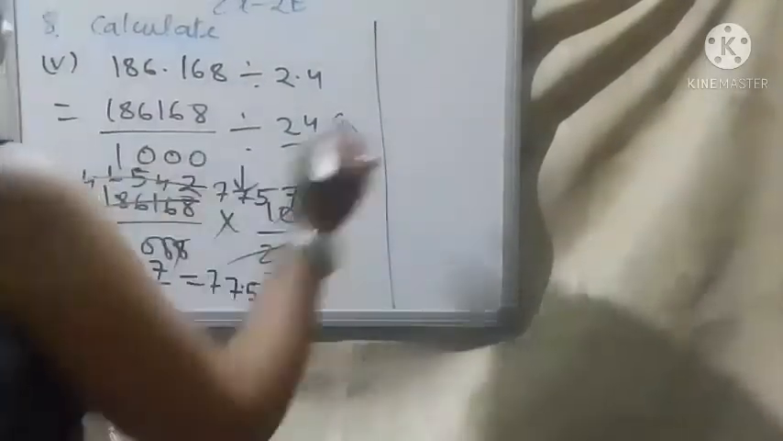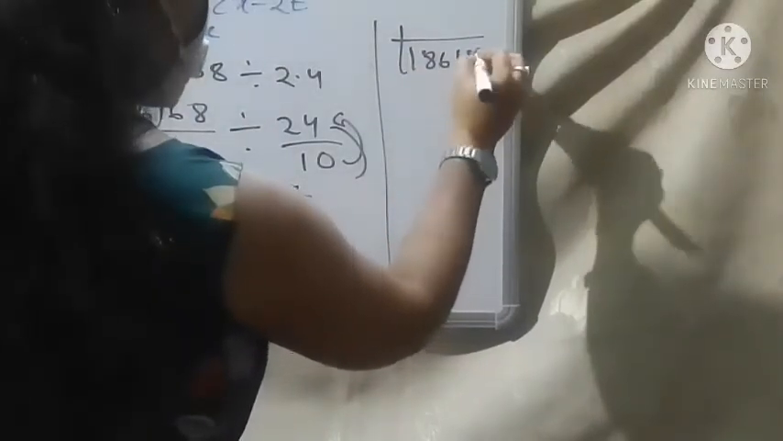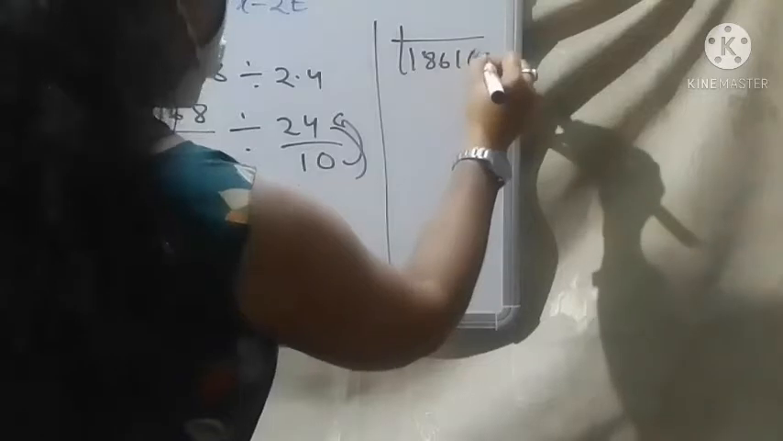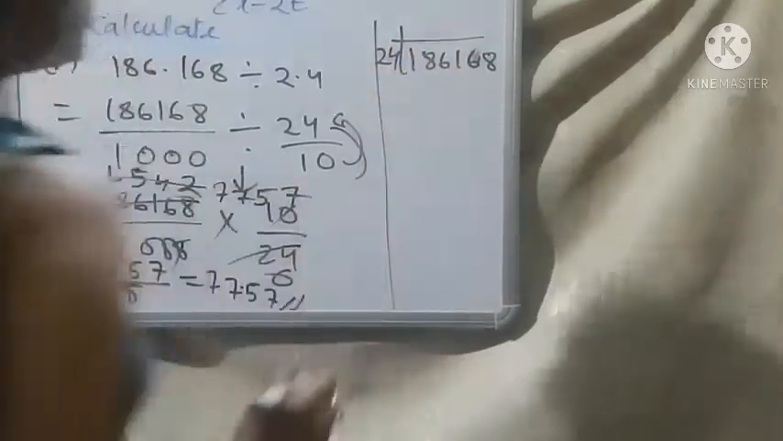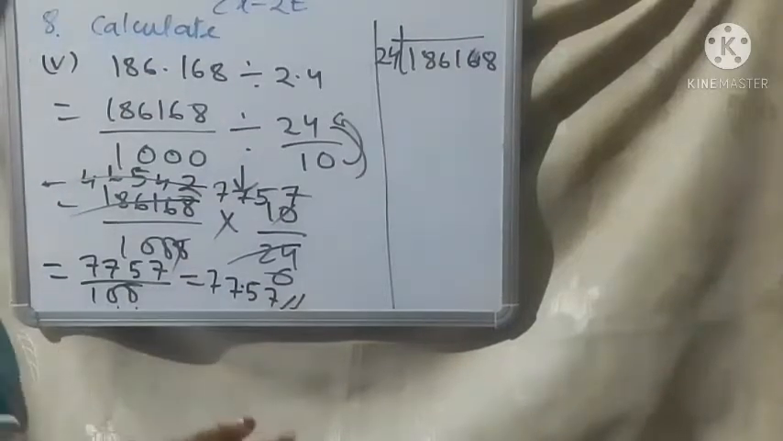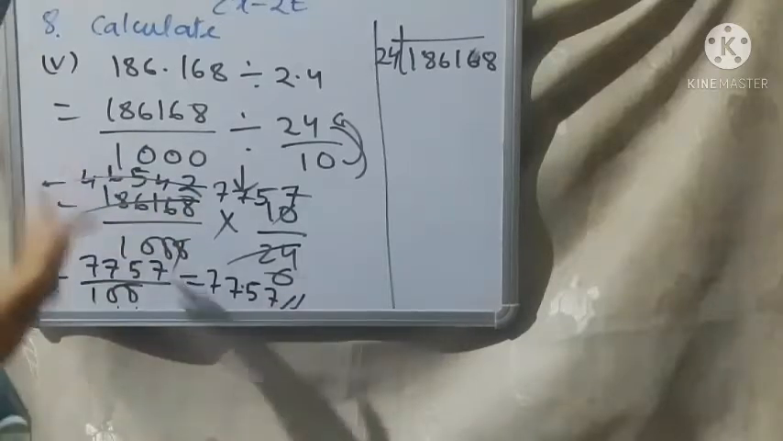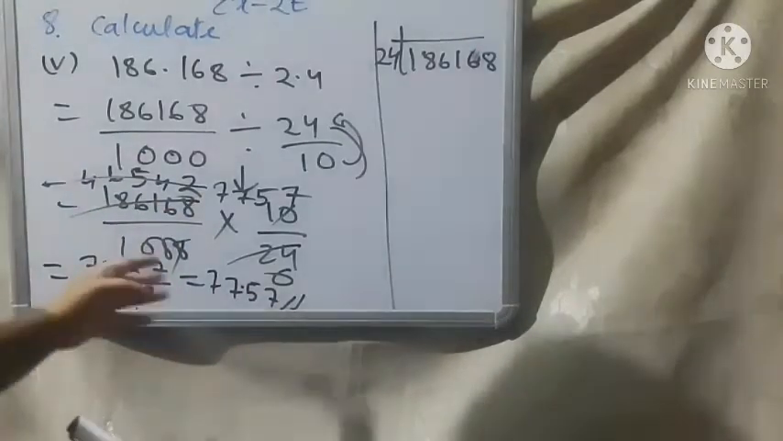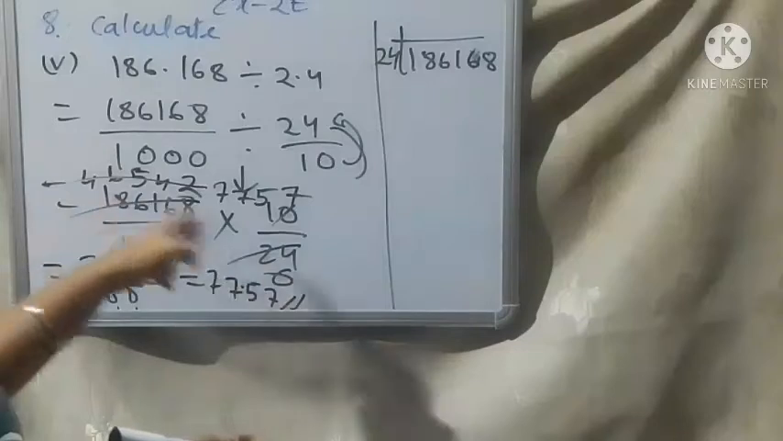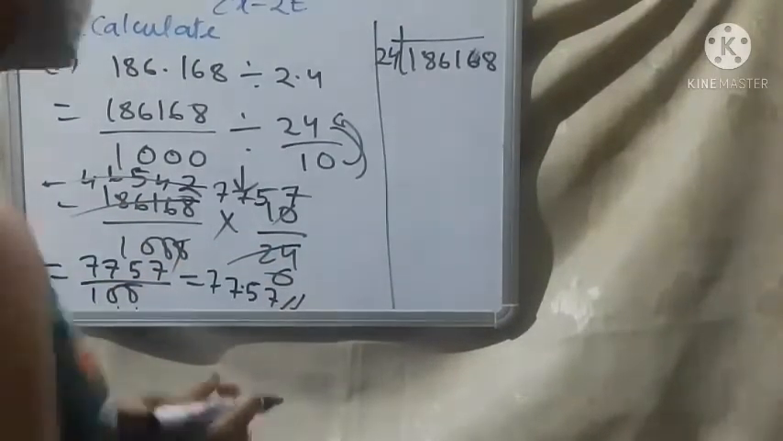Or you can directly divide 168 by 24. Okay. If you know the 24 table, you can directly divide. If you don't know the 24 table, you can do the cutting, or you can say cancelling both the numerator and the denominator with the same number. You can find out the answer.